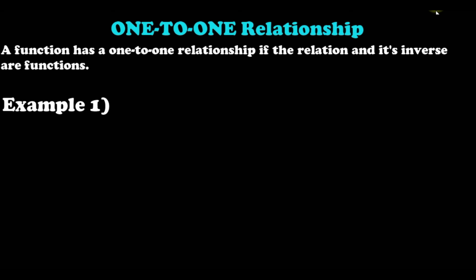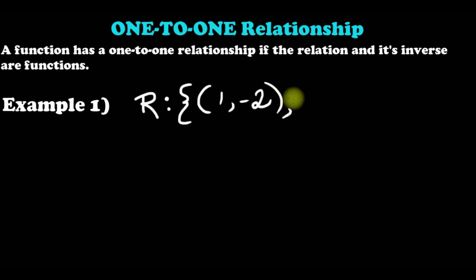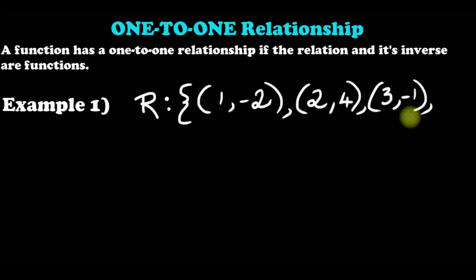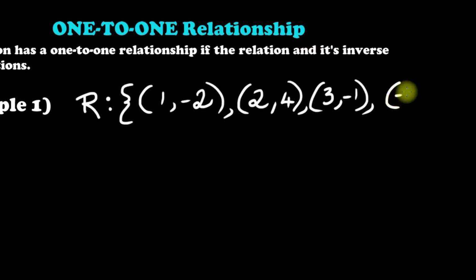Okay, so let's take a look at the first example. Here we're given a relation. It's a set of ordered pairs. The first ordered pair is 1, negative 2. And then you have 2, 4. And then you have 3, negative 1. And then you have negative 2, 4. Given this relation, we're going to find the inverse of this relation.